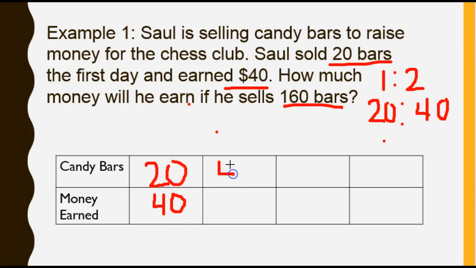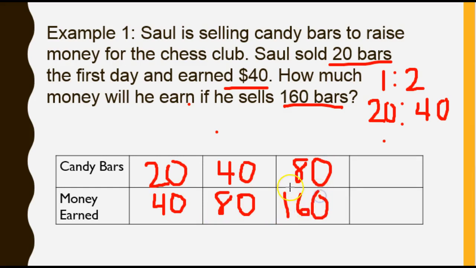20 times 2 gives me 40. 40 times 2 gives me 80. 80 times 2 gives me 160. See how I'm doubling my profit by the amount of candy bars I sell? It's a double. And 160 times 2 is 320. So if I sold 160 candy bars, I would have earned $320.